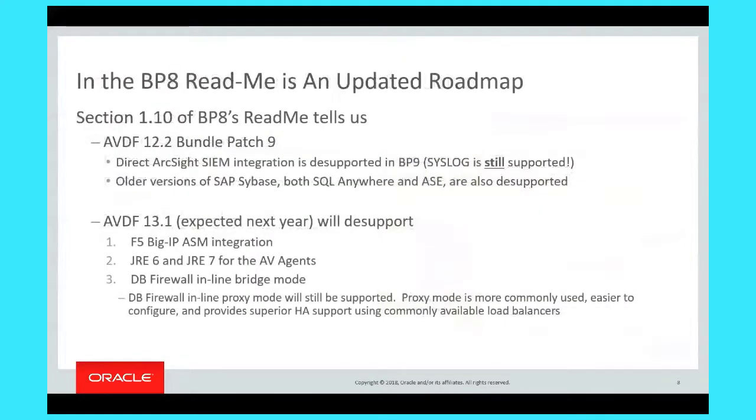Okay? Now, also included in Bundle Patch 8 in the README is an updated roadmap. And I know not everybody gets to the bottom of those READMEs, so I wanted to point that out this month. There are some good new announcements in that roadmap. One of them is that in Bundle Patch 9, the very next version, you can look forward to seeing the direct ArcSight SIM integration de-supported. We have no customers that we're aware of that are currently using this integration. Everybody is doing their integration through syslog. It just didn't make sense to leave that in the product anymore.